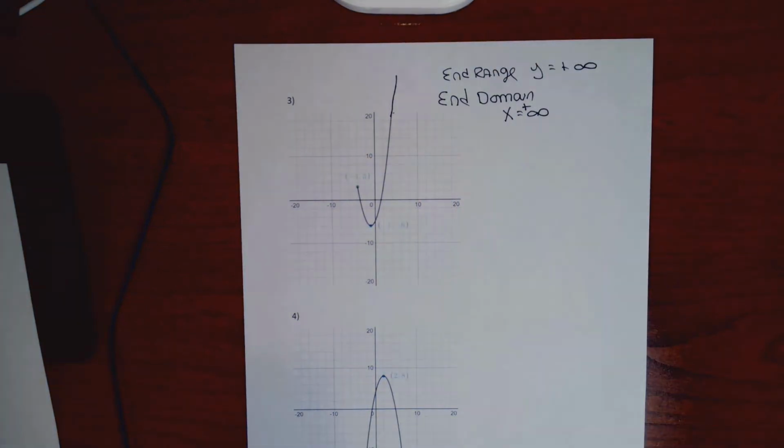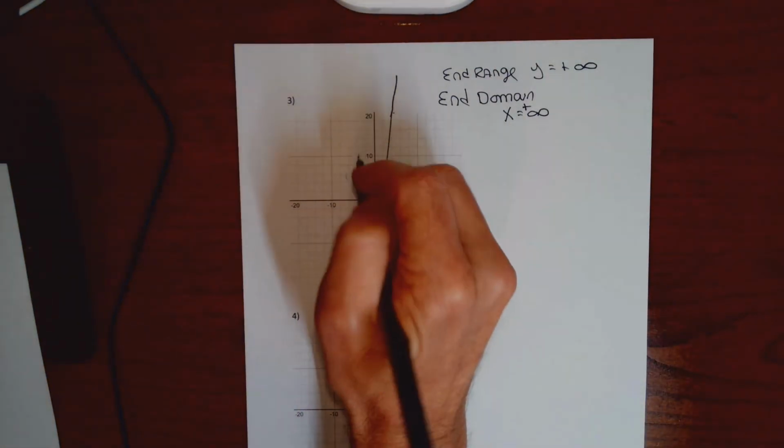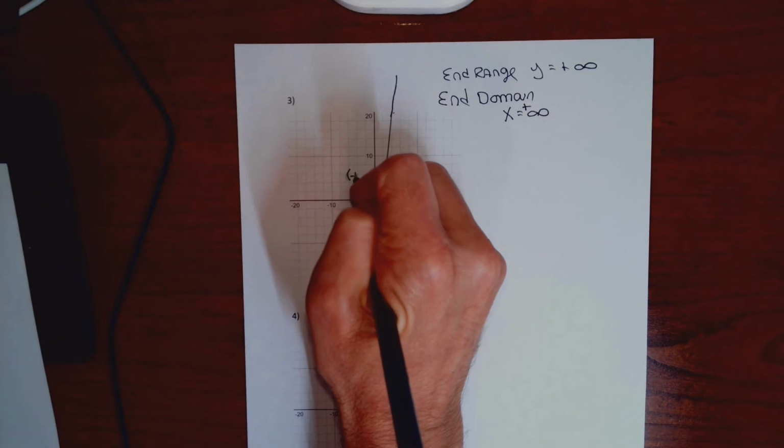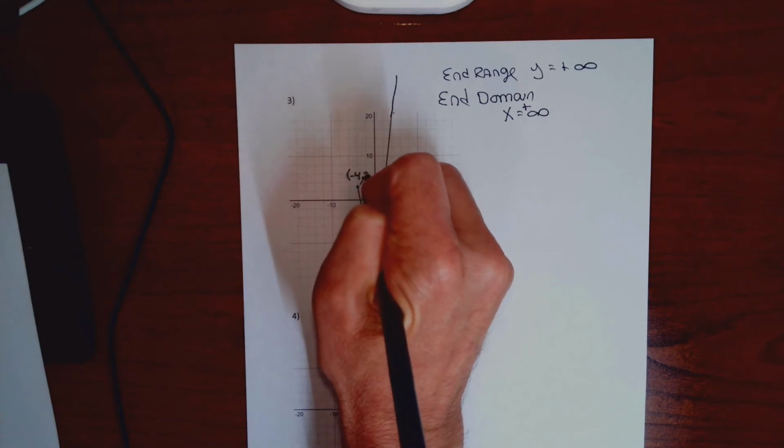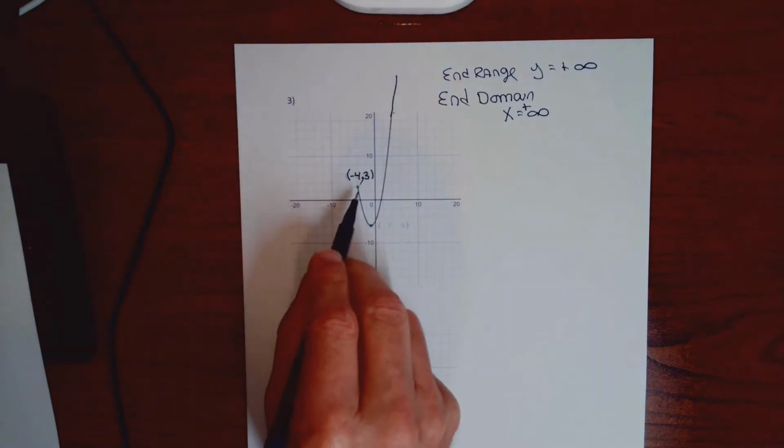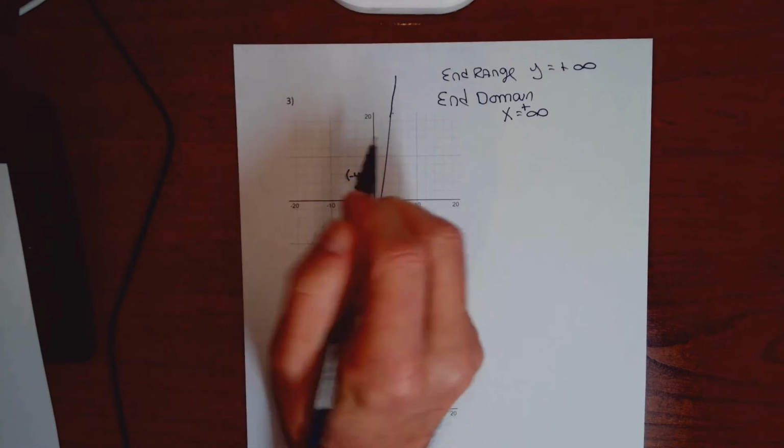In terms of starting the domain and starting the range, this point that maybe doesn't show up so well, the point (-4, 3), is going to be the start of my domain because it's the left edge of the graph.